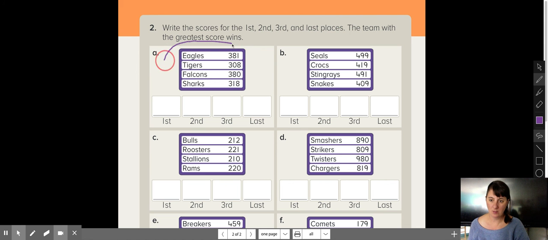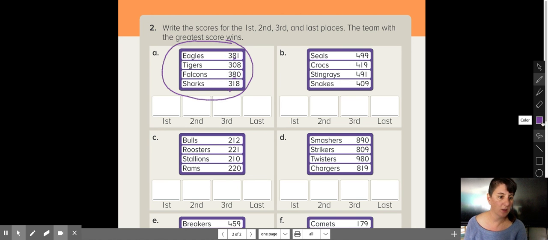Let's do this one together. Okay. We have the Eagles with 381 points, the Tigers with 308 points, the Falcons with 380, and the Sharks with 318. All of these numbers have a 3 in the hundreds place. We need to look at the tens place. We have 2 numbers with 8 tens.